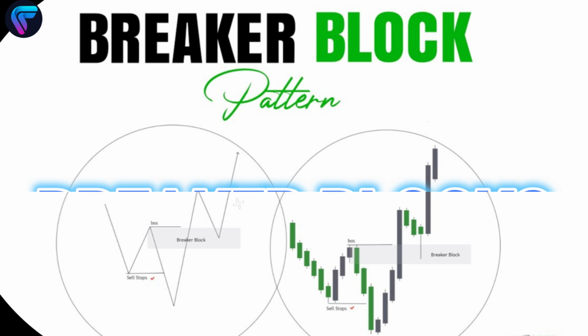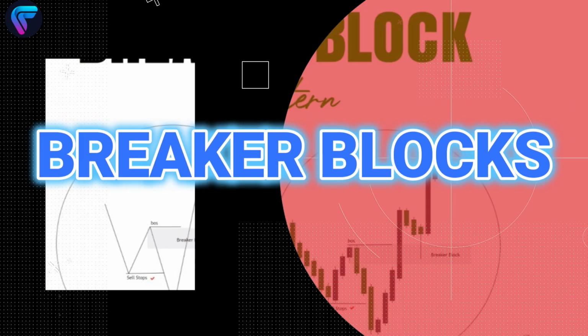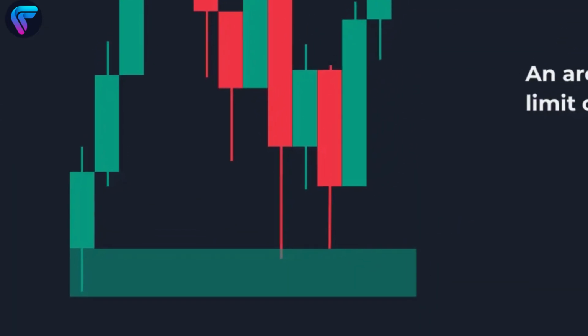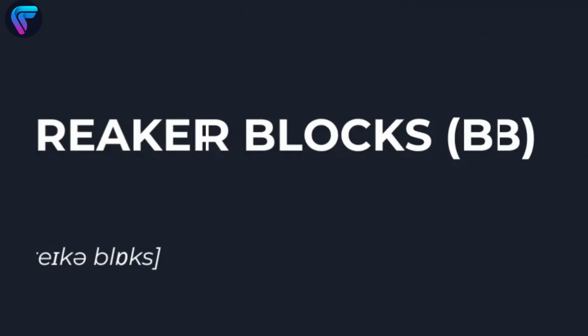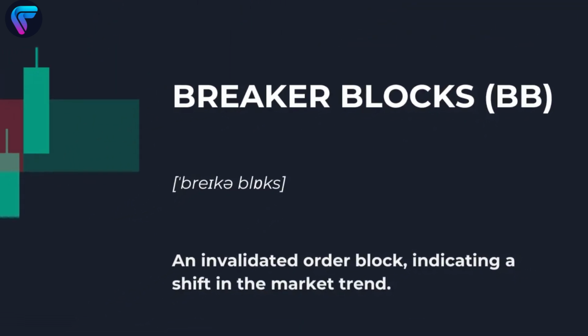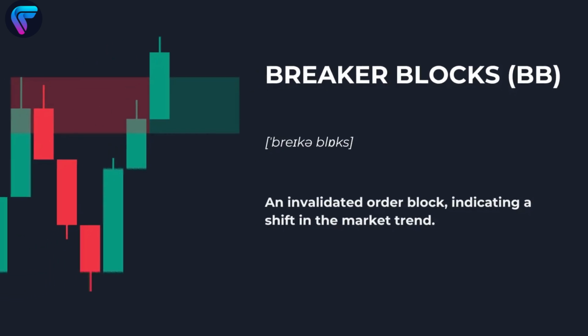Now we'll discuss breaker blocks. We've already talked about order blocks, zones where many orders are waiting to be filled, causing significant market reactions. A breaker block is an order block that didn't function as intended. It's like a failed attempt to maintain the price.